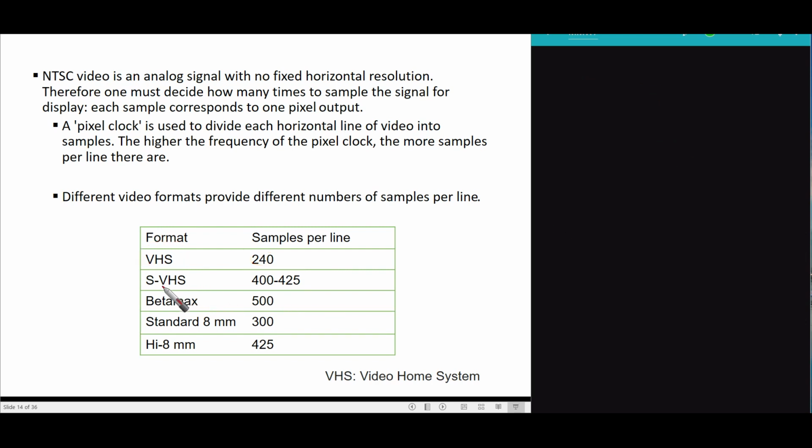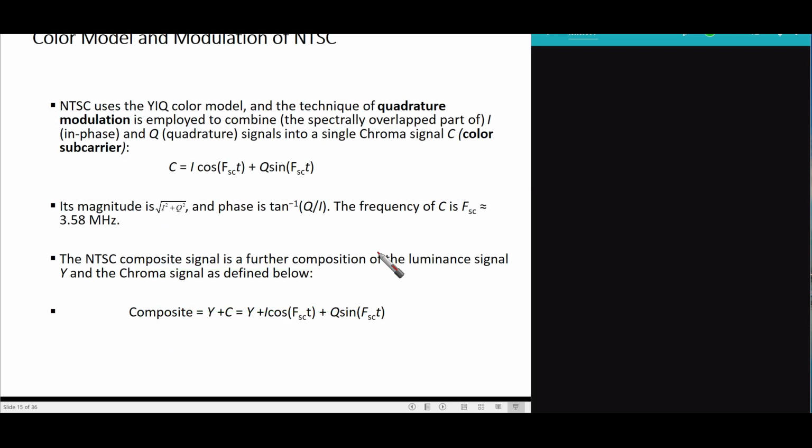Then we have Super VHS, we have Betamax, we have standard 8mm, and we have high resolution Hi8. So you see that from 240 samples per line up to 425 samples per line is possible in these analog formats. Based on the format we can imagine how many samples per line we might have, and based on the standard we can determine how many lines in every frame we have.